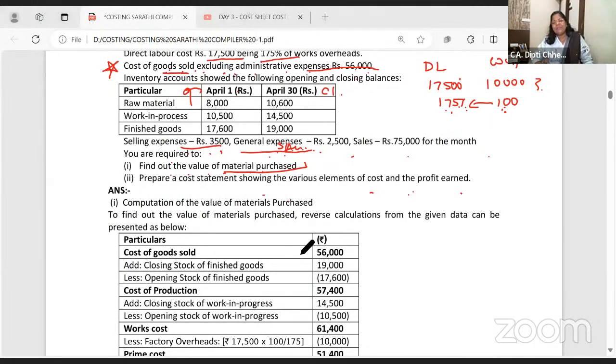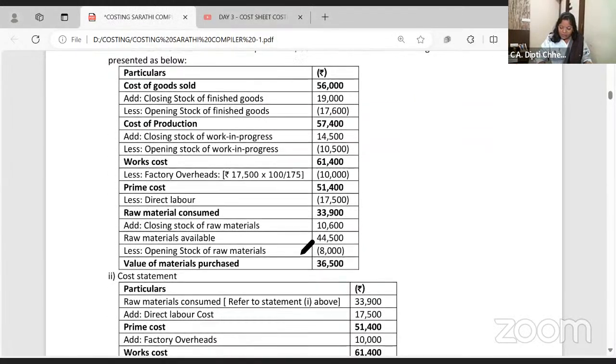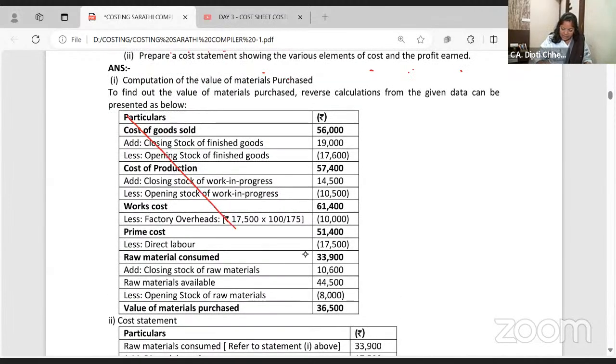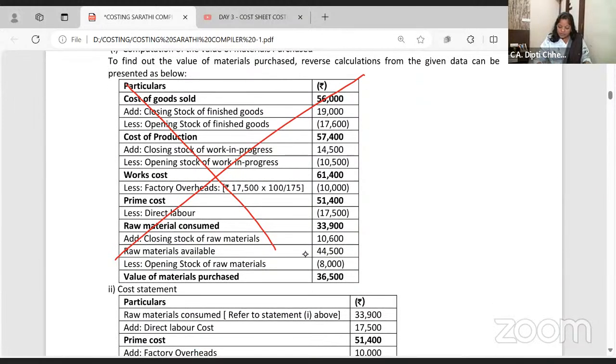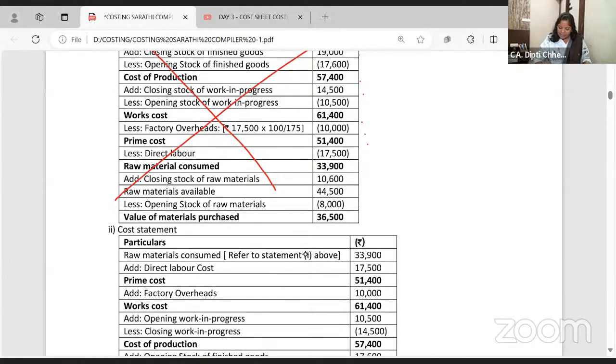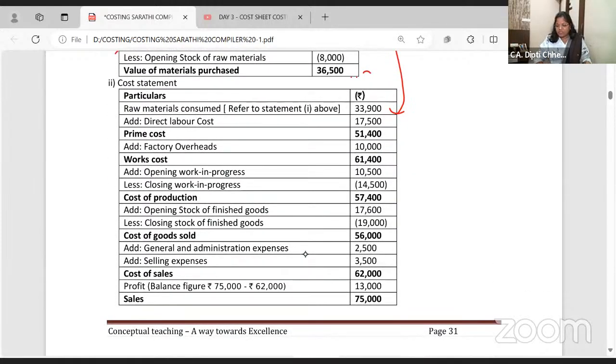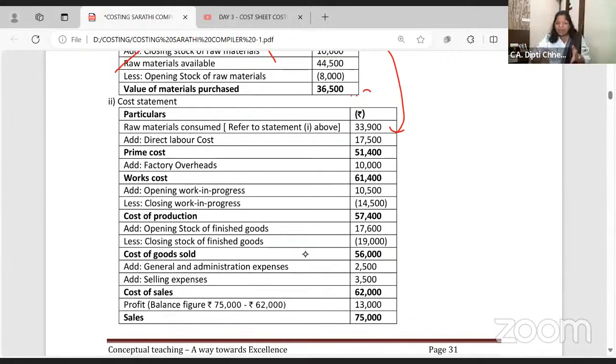Now if students feel, we can do it anytime, the answer is there, what is the need for ma'am, then do it with explanation and you will learn many other things: reading skills, writing skills, all. Here they have made this statement as working. You can skip it in exam. From cost of goods sold they came in reverse to get the material purchase, and then from raw material consumed they prepared the cost sheet. Instead of that, you can prepare in a single column itself. Is it clear to all of you?